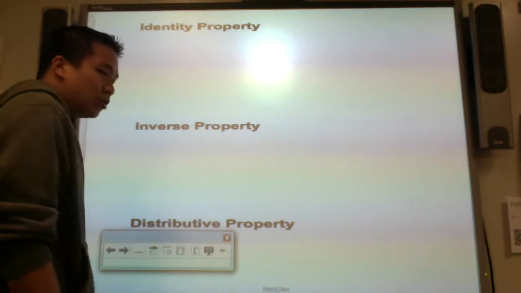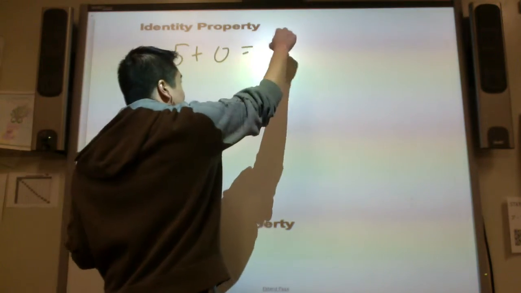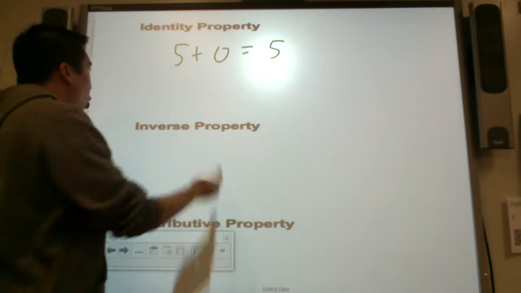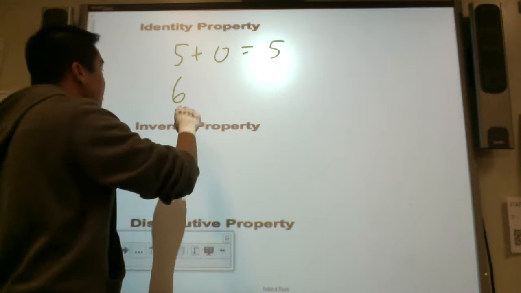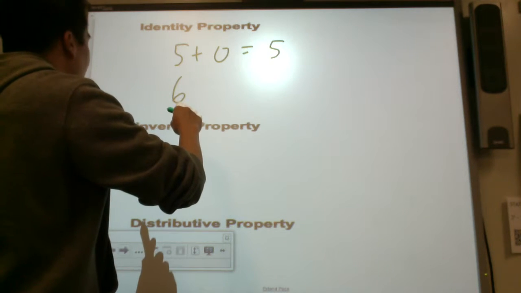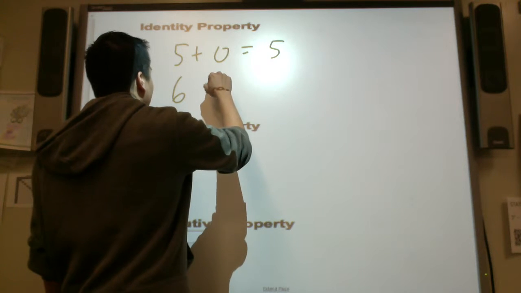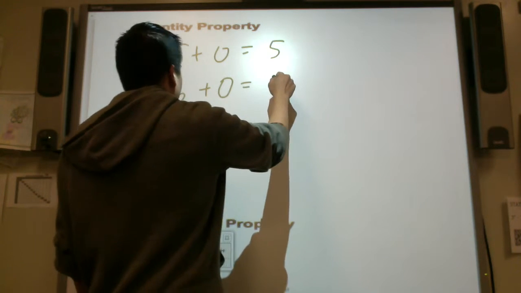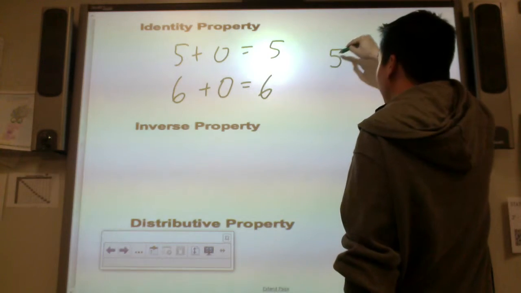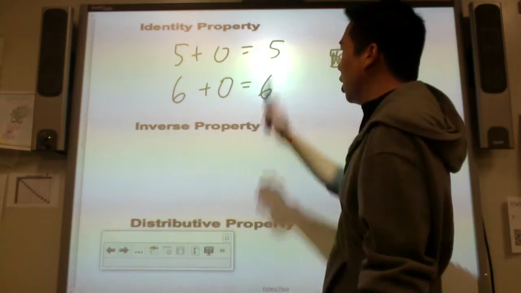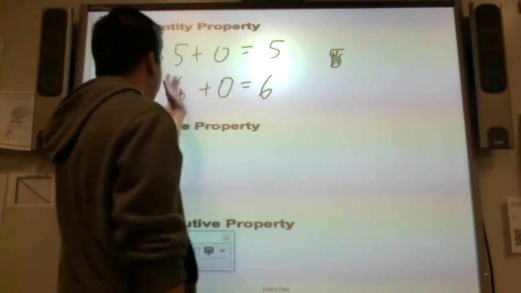Identity property is you come back with the same answer. 5 plus 0 is 5. Or 6 plus 0 is 6. And so those are identity, coming back with the same answer.